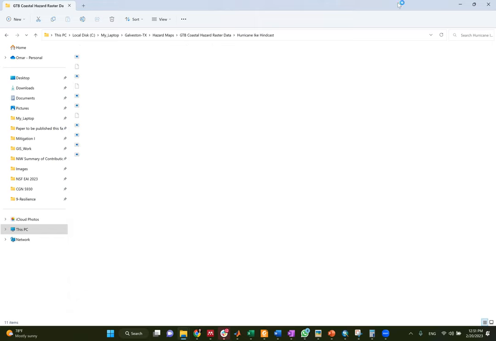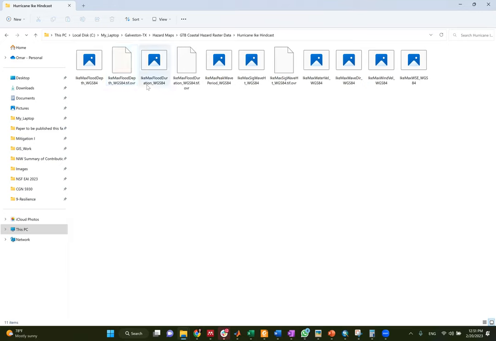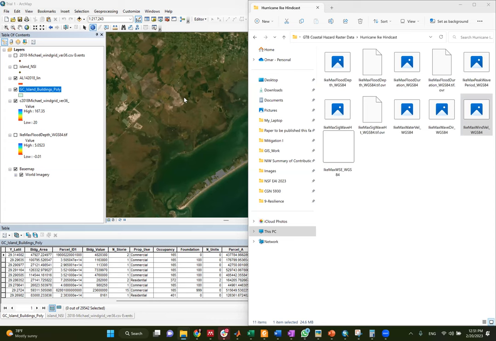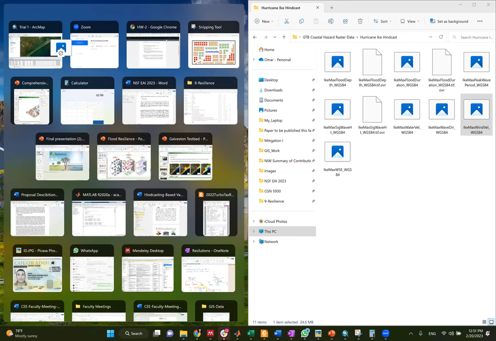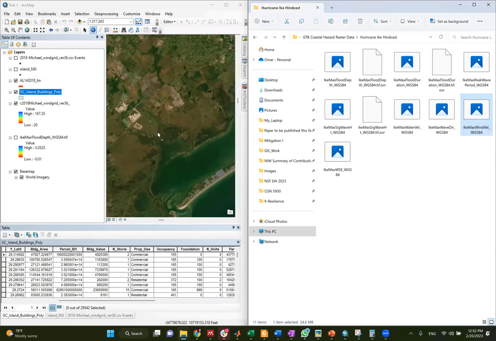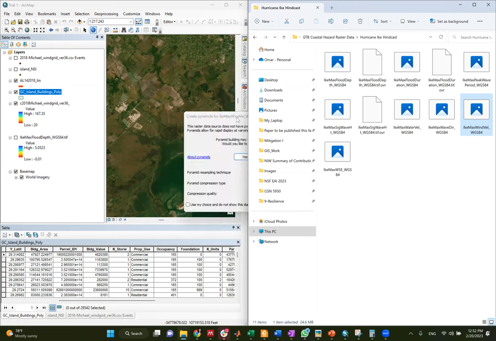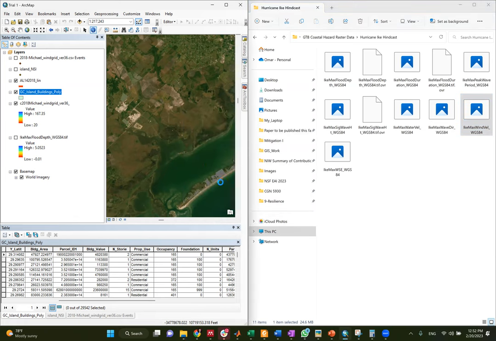So for IAC, I have these hazard maps. I'm only interested right now in wind, so I will search for maximum wind velocity. This is the maximum wind velocity. Let's grab this hazard map here and put it here. All right, and let's build the permits.